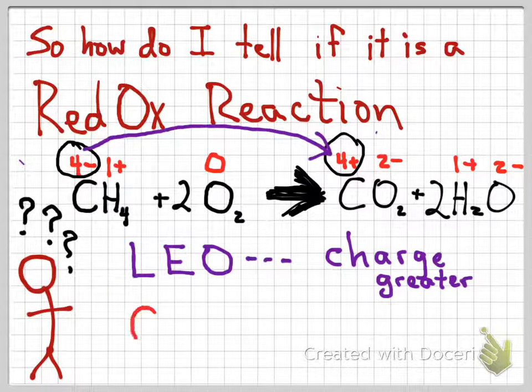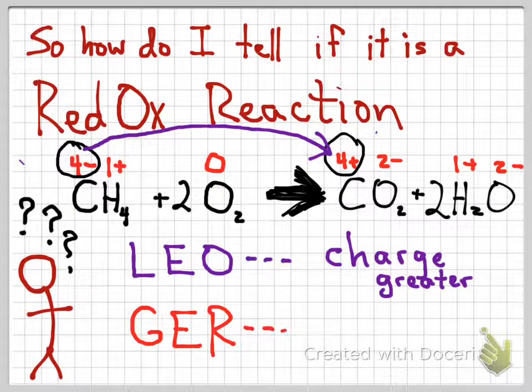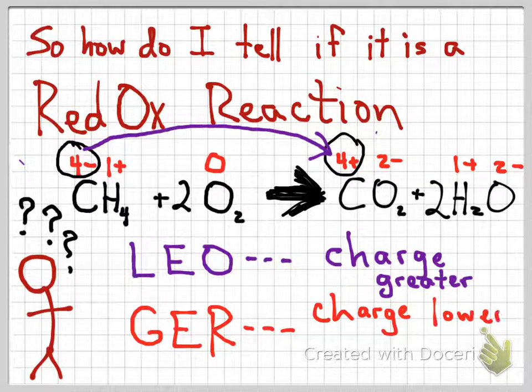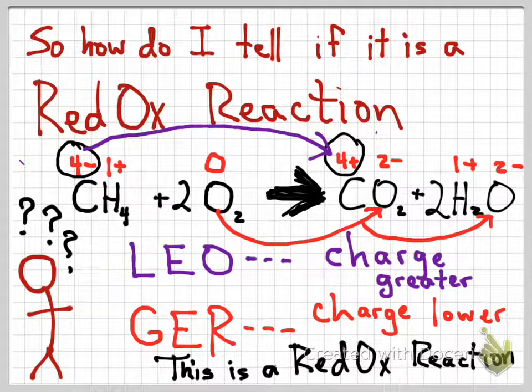So that is oxidation. Now remember, the gain of electrons is reduction. And for reduction, the charge is going to get smaller or be reduced. Now in this particular case, oxygen goes from 0 to -2. So the oxygen is being reduced. There is a redox reaction here because the oxidation numbers change.